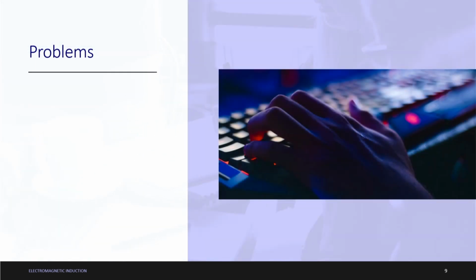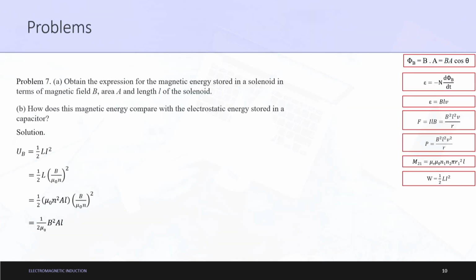So, let us now move to some of the problems related to inductance. So, please focus on the problem here. The question says that obtain the expression for the magnetic energy stored. So, magnetic energy is nothing but the work done here. So, what is the work done here? Work done is nothing but we calculated in the last lecture, that is half Li square, also written here for your quick reference. So, obtain the expression for the magnetic energy stored in a solenoid.